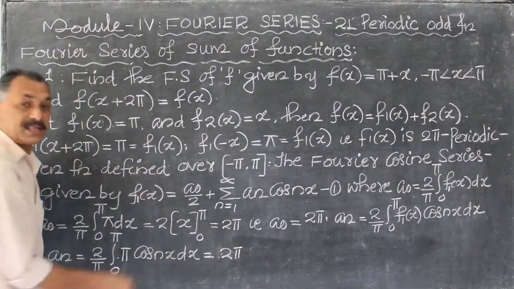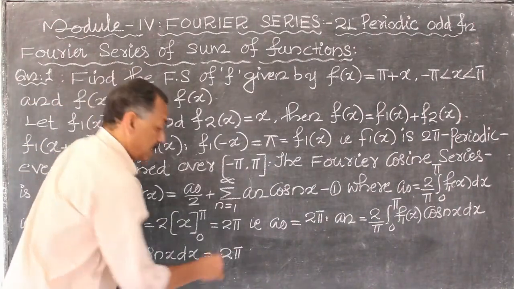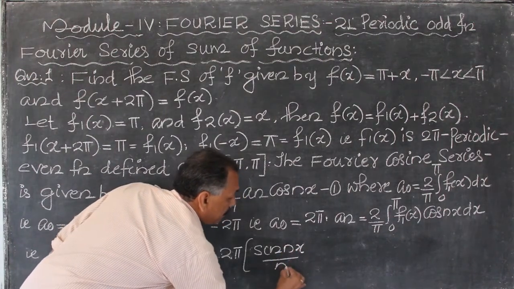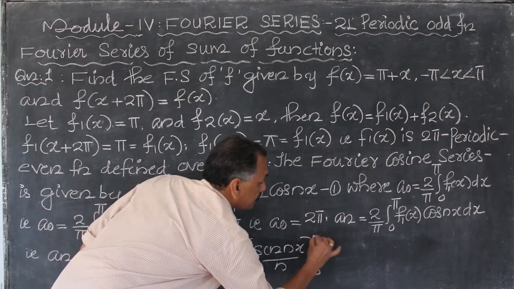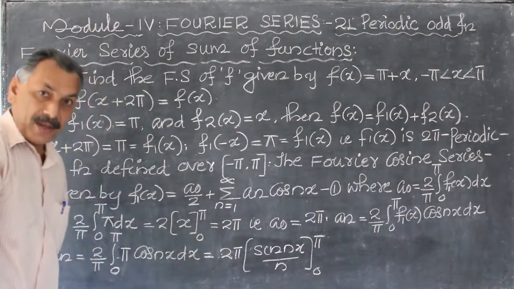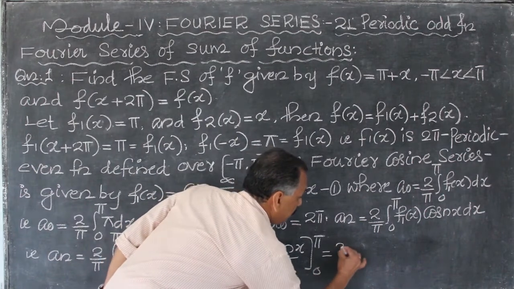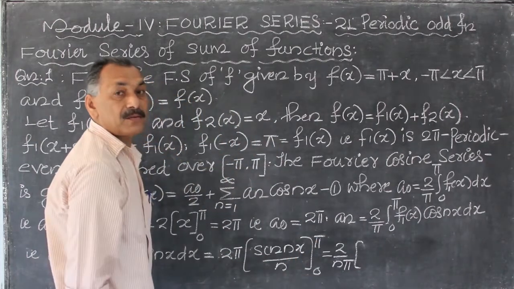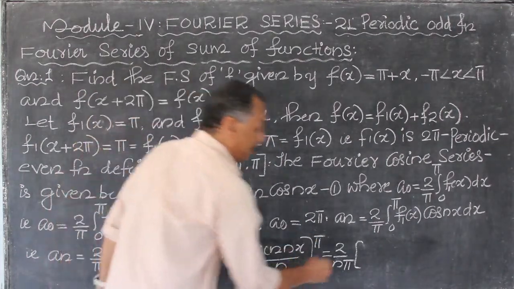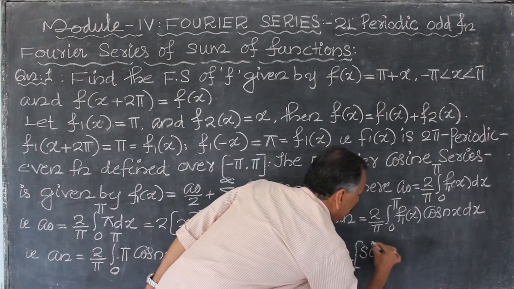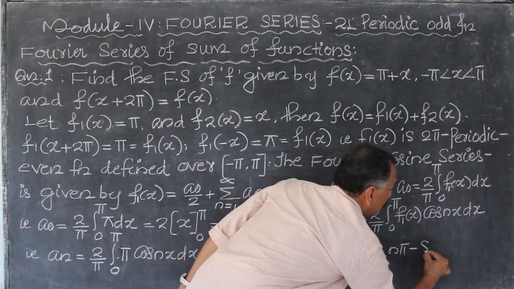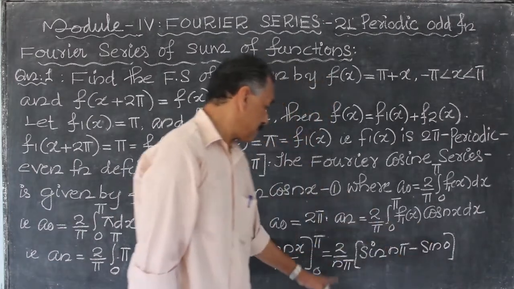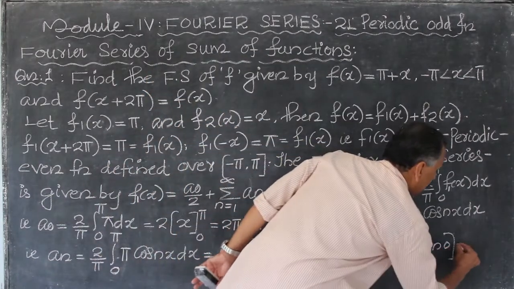What is the integral of cos nx dx? The integral of cos nx is sin nx by n, between the limits 0 to pi. Okay, that is equal to 2 by n pi into, upper limit applied, we have sin n pi minus sin 0. What is sin 0? 0. Sin n pi is equal to 0, sin 0 is equal to 0. That is, an is equal to 0.